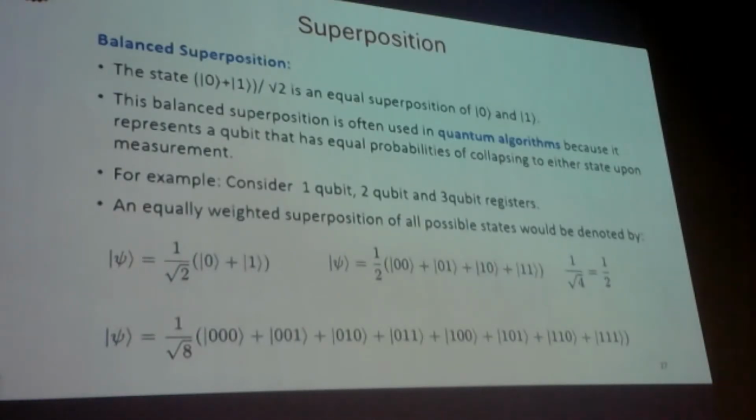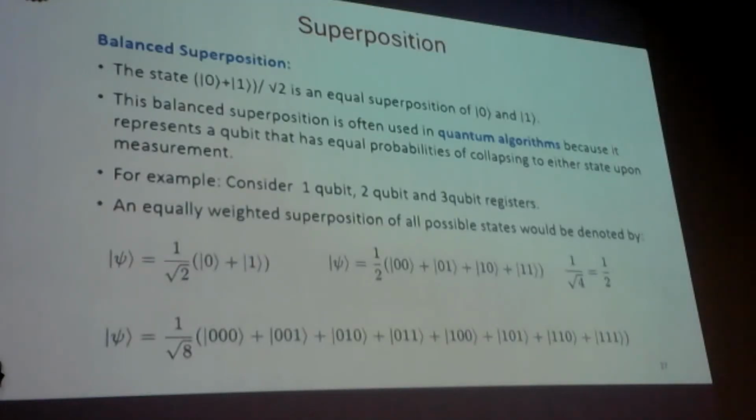Any questions? So actually, when I said balance of population, both 0 50% likelihood, 1 50% likelihood, this is used in quantum algorithms because it represents a qubit that has equal probabilities of collapsing to either state. Now, for you to understand it clearly, I ensure that I write it for one qubit, two qubits, and three qubits. So you can extend it for any number of qubits.